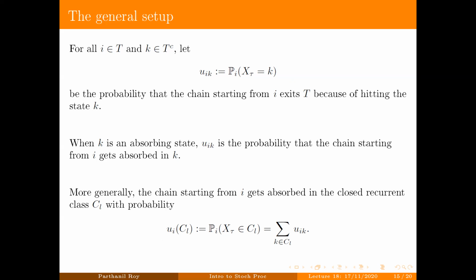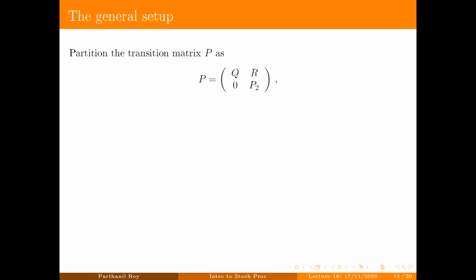So absorption may not mean getting absorbed in a particular state. If it is indeed an absorbing state, yes, but otherwise this would mean getting absorbed in a particular closed class. So this has information about probabilities of getting absorbed in a class, and that's why we are interested in these quantities. So how are we going to compute these things?